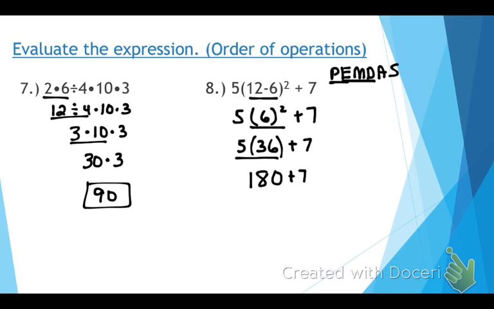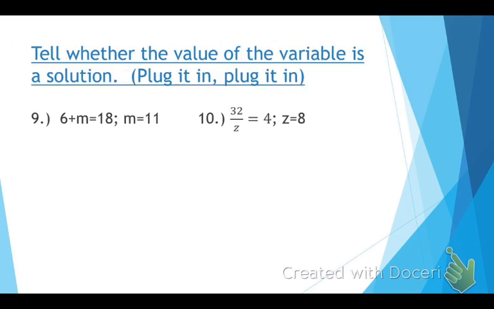There is only one operation left, which means I'm ready to finish the problem. What's the answer? 187. Please make sure you remember your order of operations. If you don't use PEMDAS, your answer will come out incorrect most of the time. Any questions on number 7 and 8? Let's go to the next one.